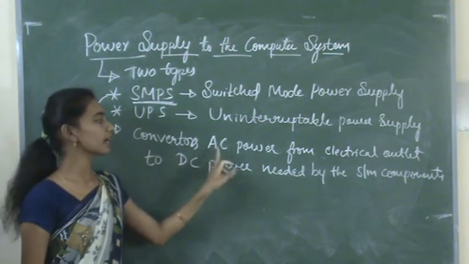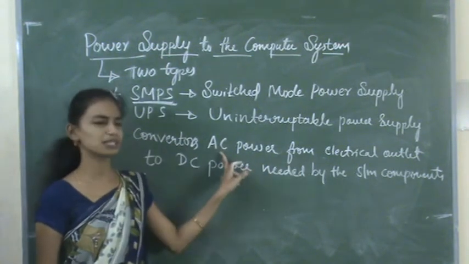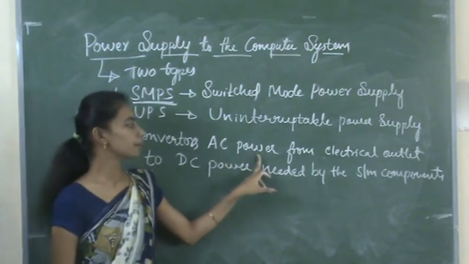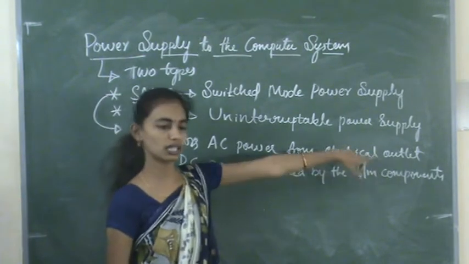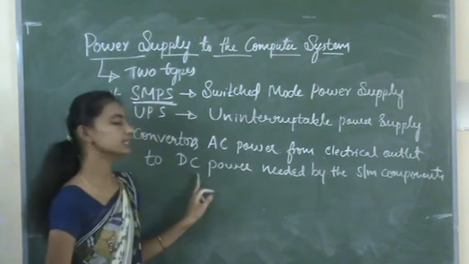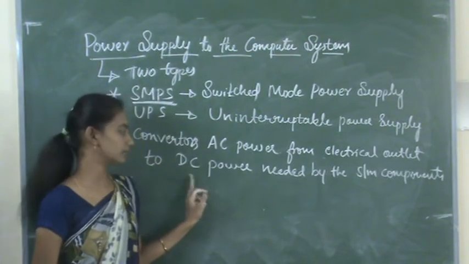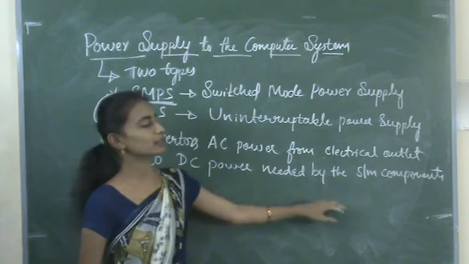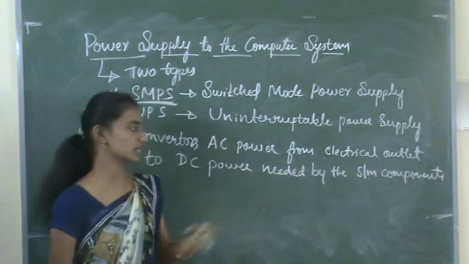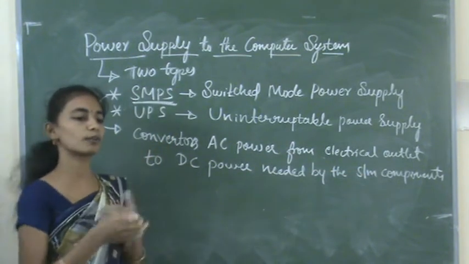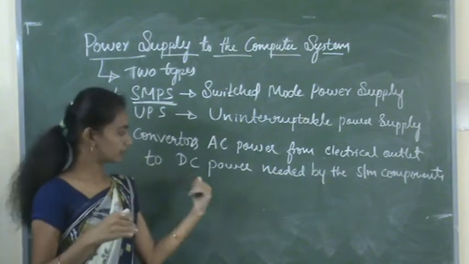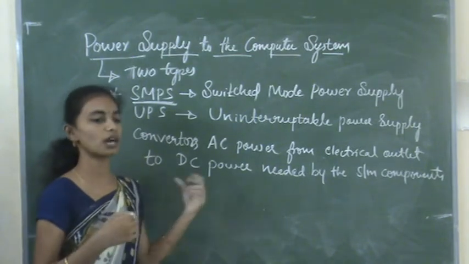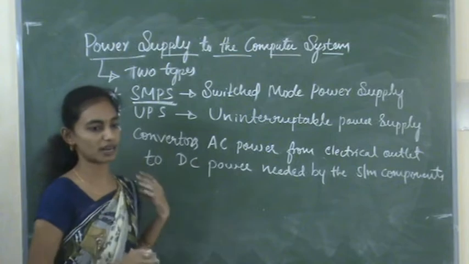SMPS converts AC, alternating current power, from the electrical outlet to the direct current DC power needed by the system components. So it transfers the power to whichever system components have power utilization.